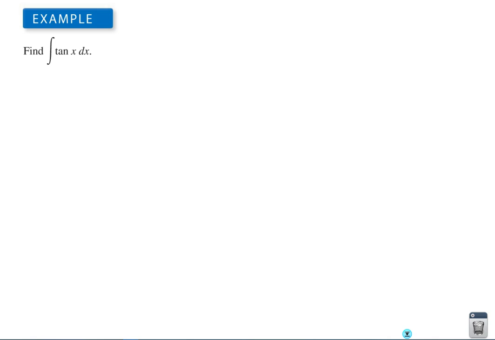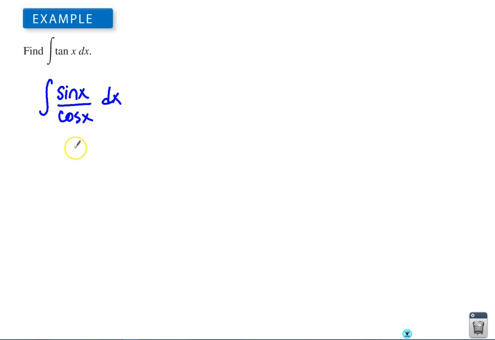Oh, I could rewrite tangent. Tangent is the same thing as the sine of x over the cosine of x, right? Since those are the same thing, I've changed how it looks, but I haven't changed the value. So now I want to look for an expression and its derivative nearby. If I look in my denominator here, I've got cosine of x. Well, the derivative of cosine is negative sine, which, yes, I have sine, not negative. That's an easy fix, okay?